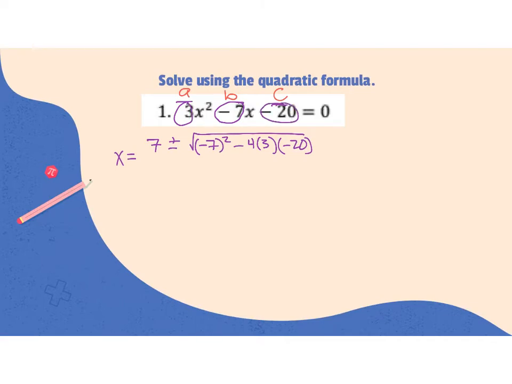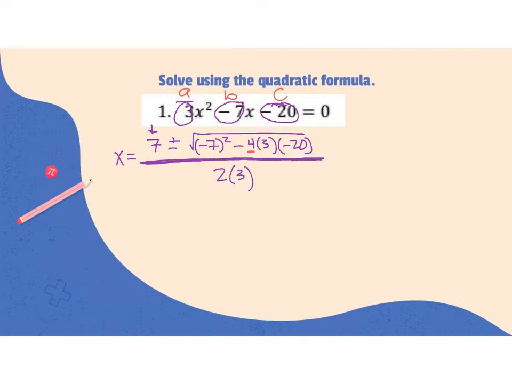This 4 is always a 4. People get confused by that 4. That 4 is always a 4 in the formula. Then this is all divided by 2 times 3. Notice that my fraction bar even comes all the way over here under the 7. The whole thing is going to be divided by 2 times 3.